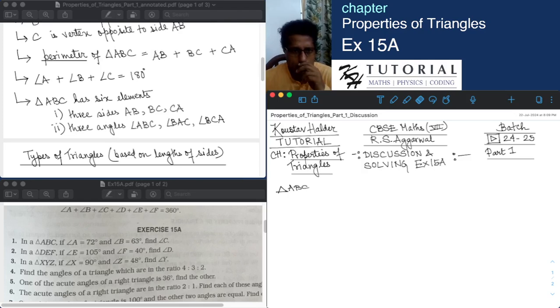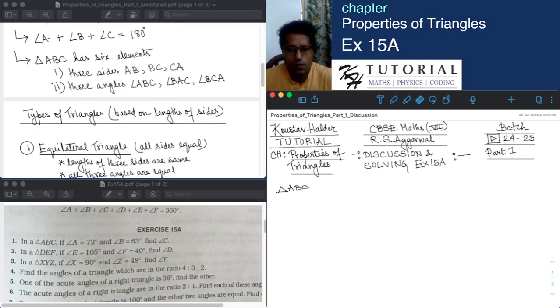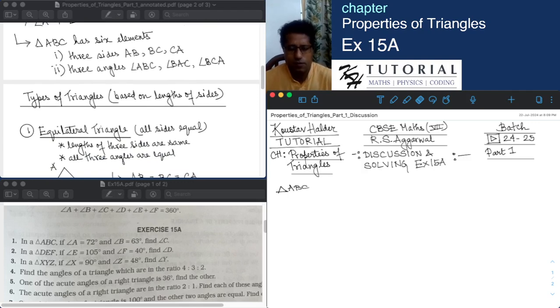Now, a triangle ABC has 6 elements, that is the 3 sides AB, BC and CA, and 3 angles, angle ABC, angle BAC and angle BCA, or in short we say angle A, B and C. Now let's discuss the types of triangles. We categorize the types of triangles based on 2 things. One is based on the length of the sides, and another one is based on the type of angles of the triangle.